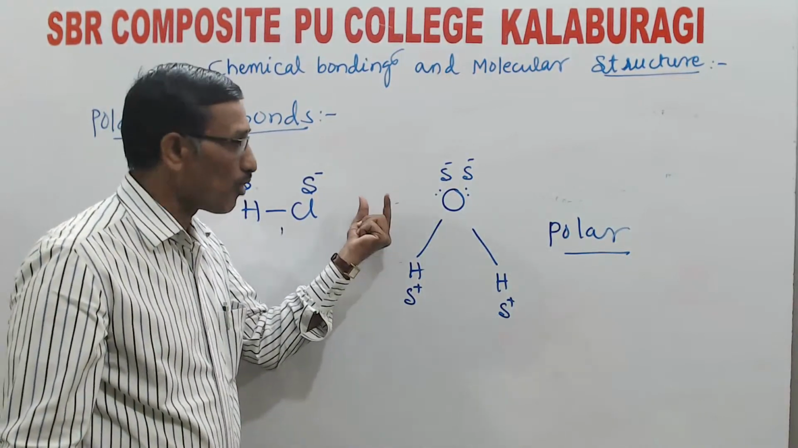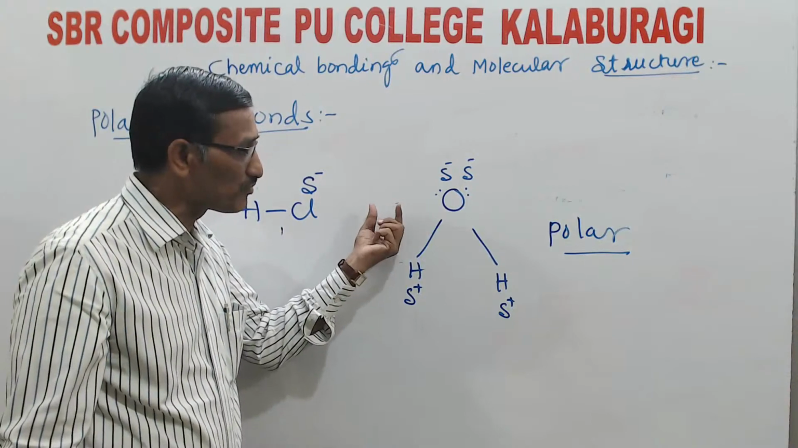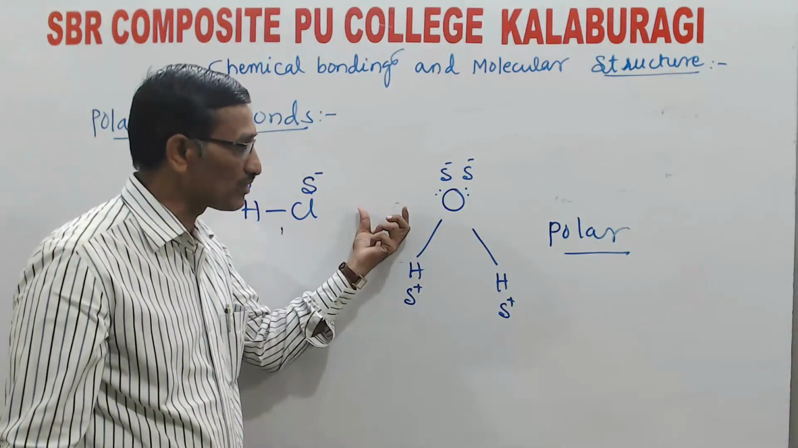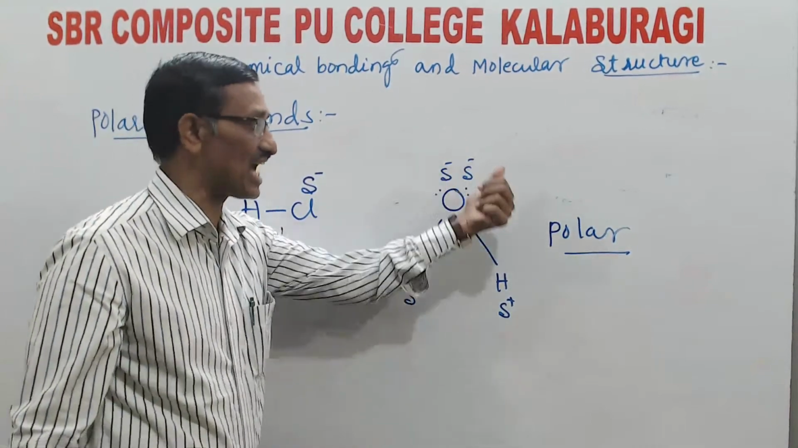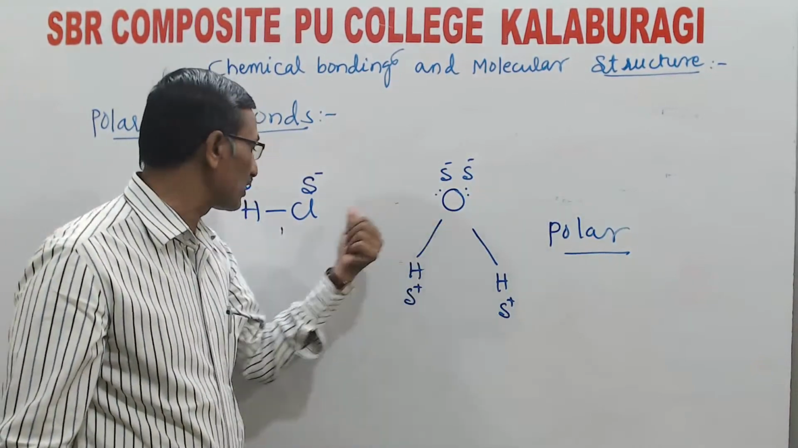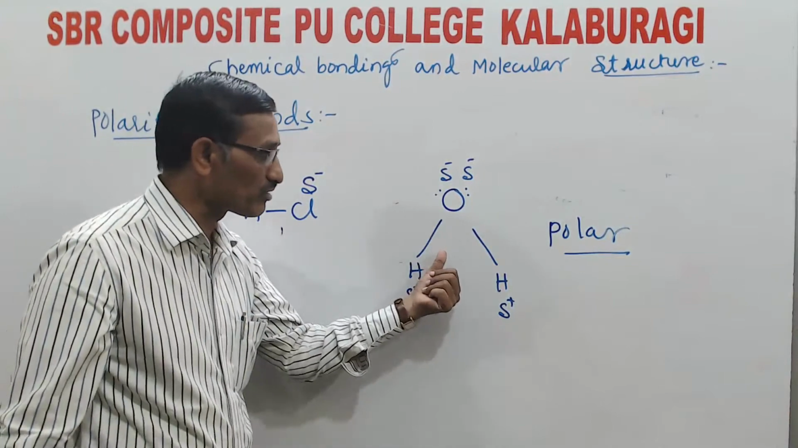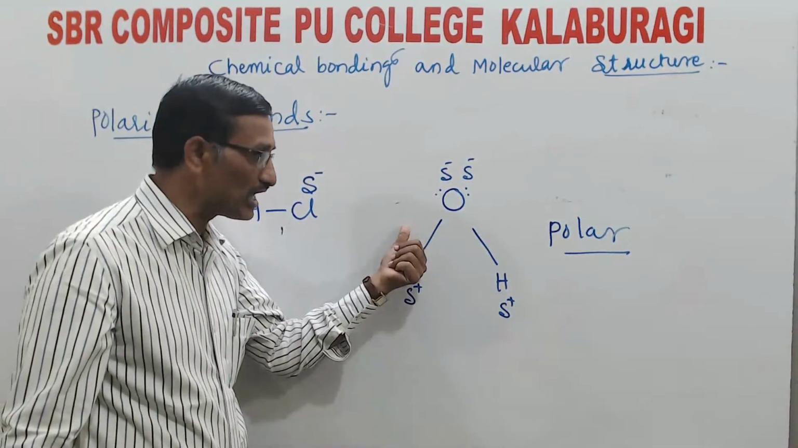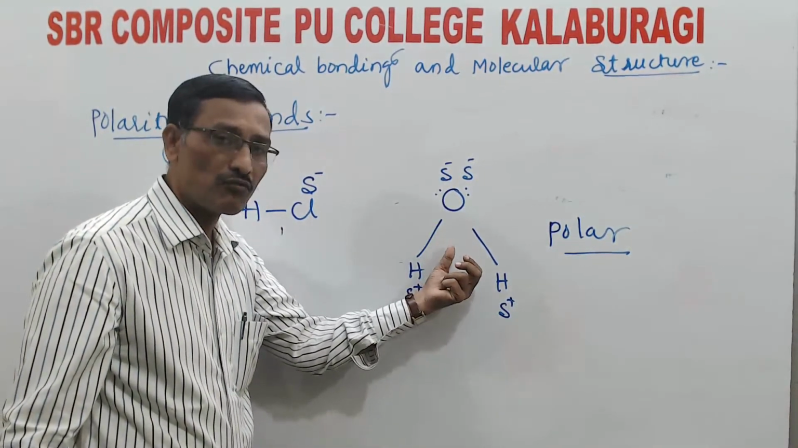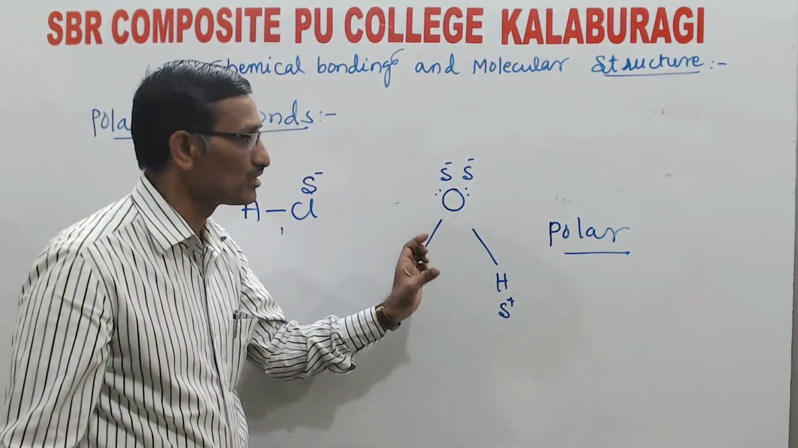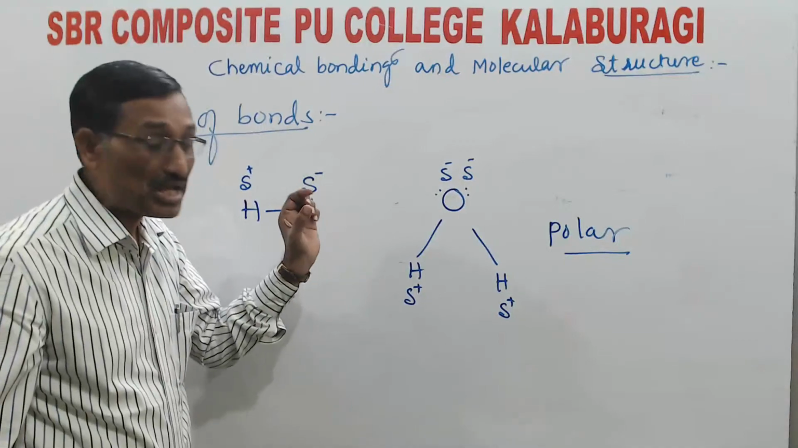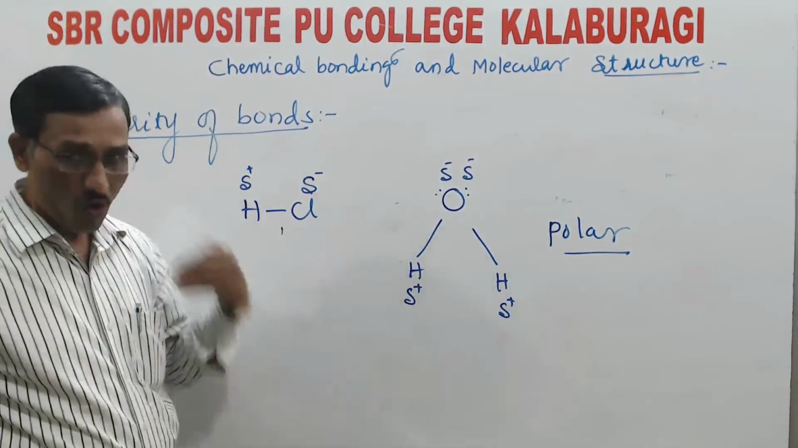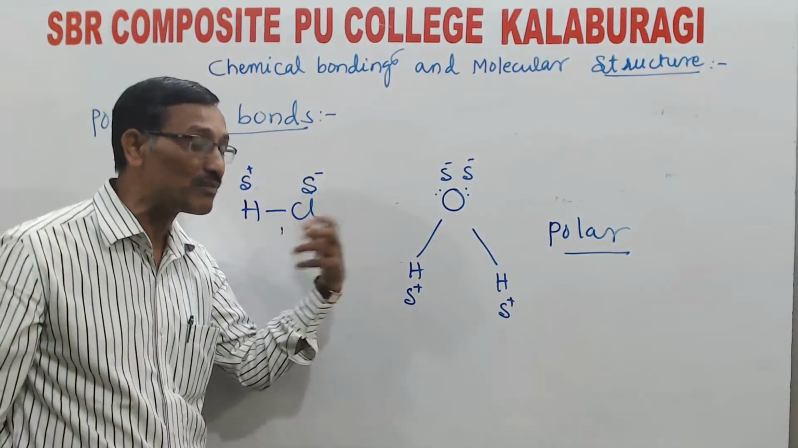When the bonded pair of electrons lies between the centers of the nuclei of the two atoms, then no atom acquires any charge. But in a heteroatomic molecule, like HCl, water, ammonia, or hydrofluoric acid HF, due to differences in their electronegativity values, the bonded pair of electrons is attracted towards the more electronegative element side.